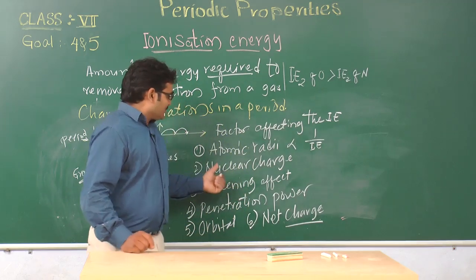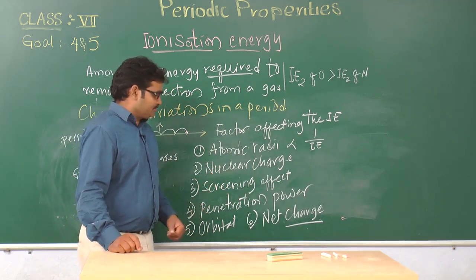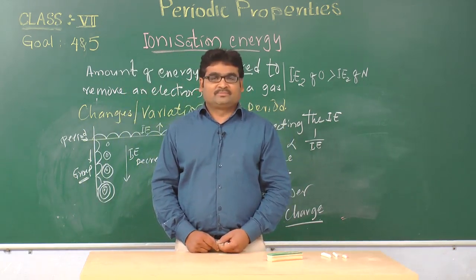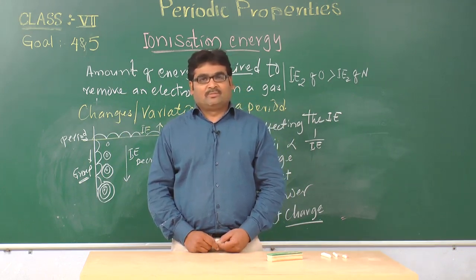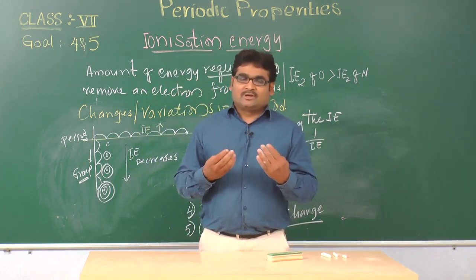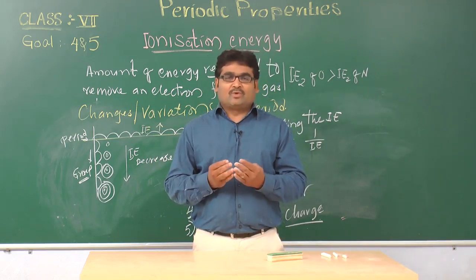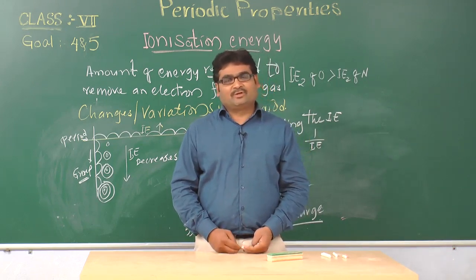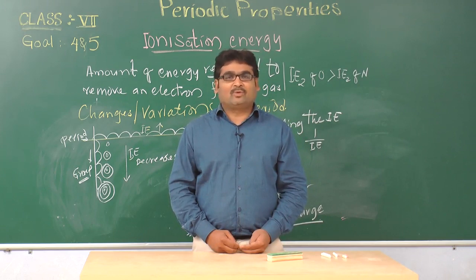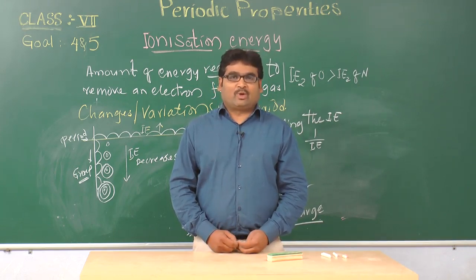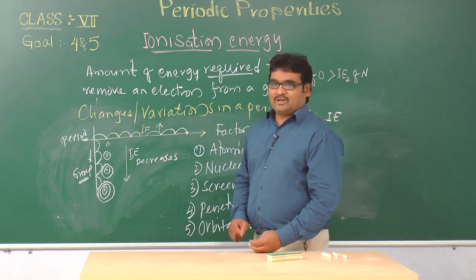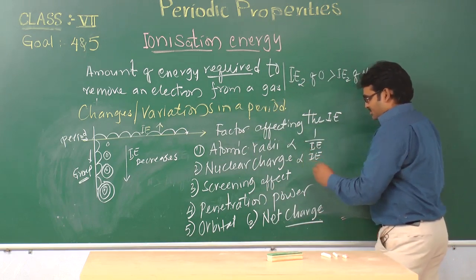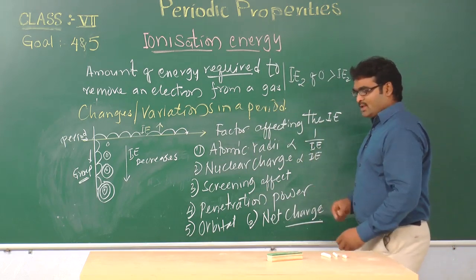Okay. Now, coming to the nuclear charge. Nuclear charge is directly proportional, because as the nuclear charge keeps on increasing, there will be more attraction between the nuclear charge and the valence electron. So, the valence electrons are held more strongly. Therefore, we require more energy. So, we can say here the nuclear charge is directly proportional to the ionization energy.